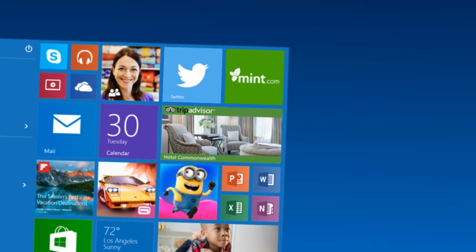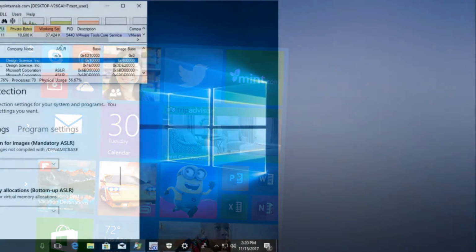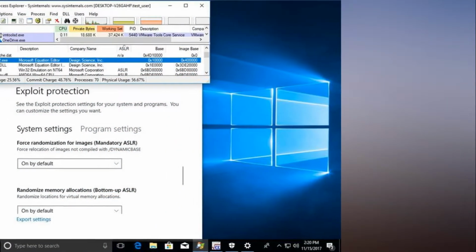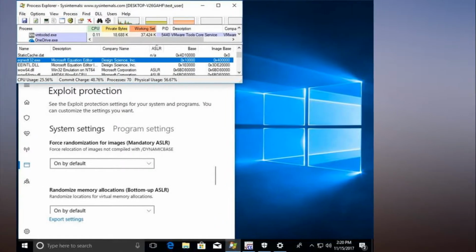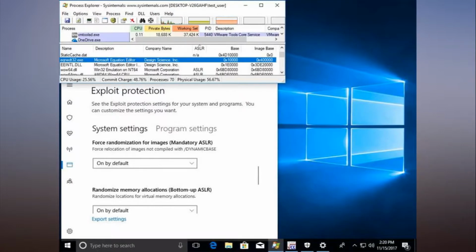Dormann made the discovery while researching the recently discovered vulnerability stemming from Microsoft Equation Editor, or EQNEDT32.EXE, which was compiled 17 years ago, long before ASLR was supported on Windows. In theory, an admin could force ASLR on EQNEDT32.EXE by enabling system-wide ASLR in EMET or WDEG.